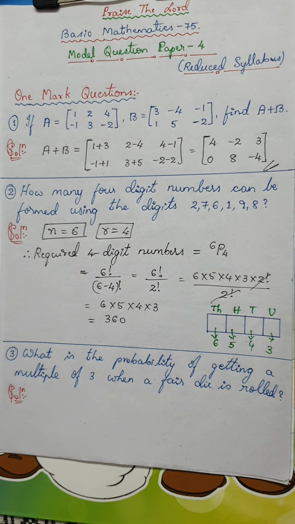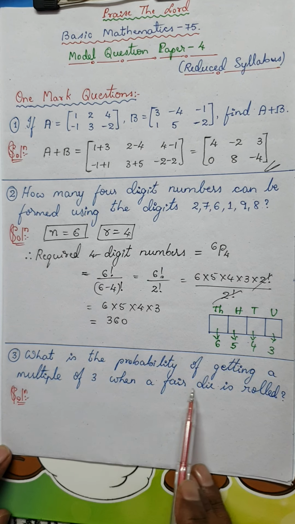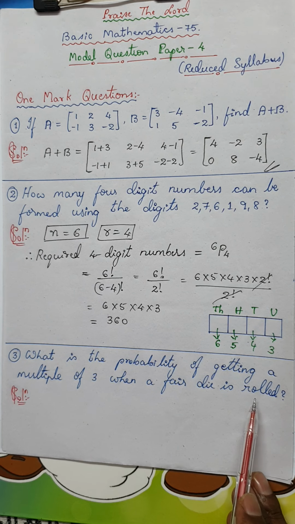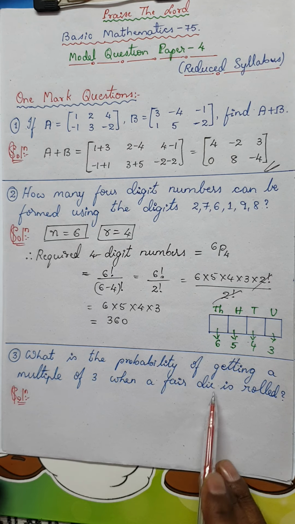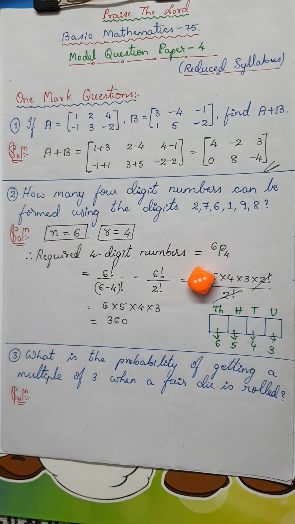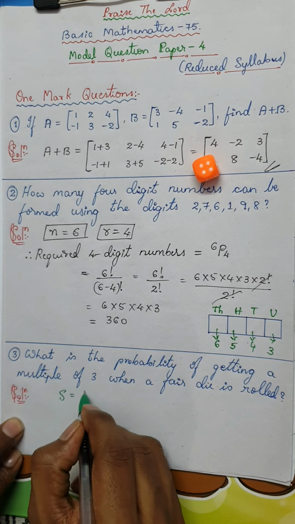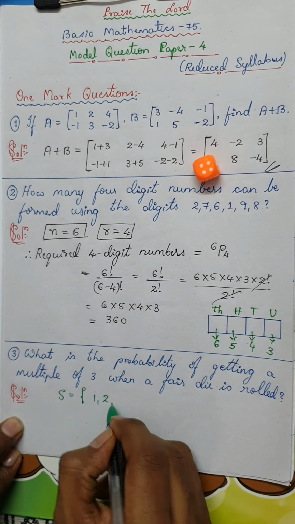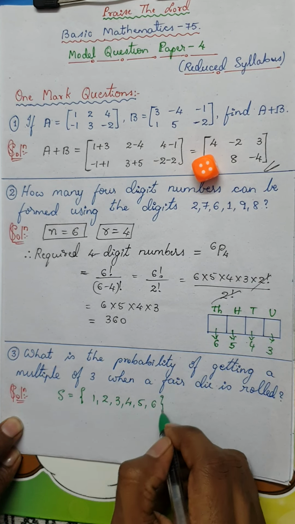So question number 3 reads like this. What is the probability of getting a multiple of 3 when a fair die is rolled? Now the question says a fair die, which means only one die is rolled. We know a die has 6 faces with 6 numbers, which is 1 to 6, isn't it? Now let us write the sample space for throwing a die once. We know the sample space is nothing but 1, 2, 3, 4, 5 and 6.